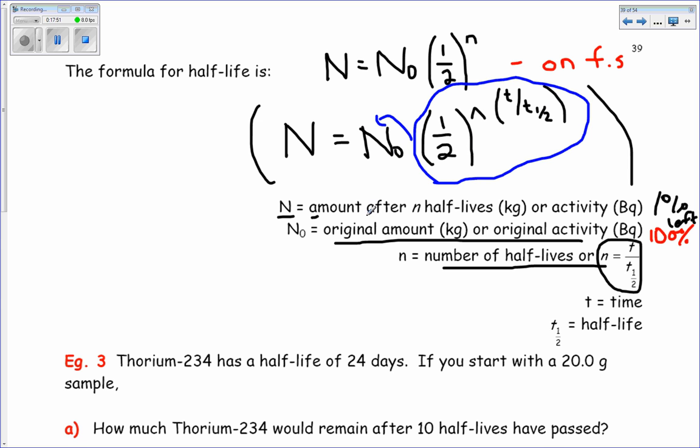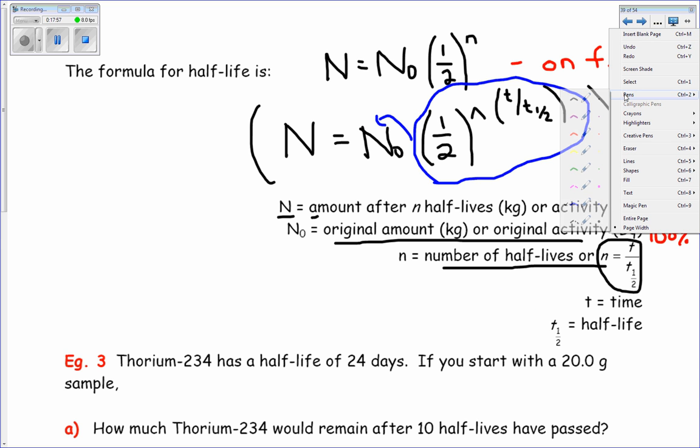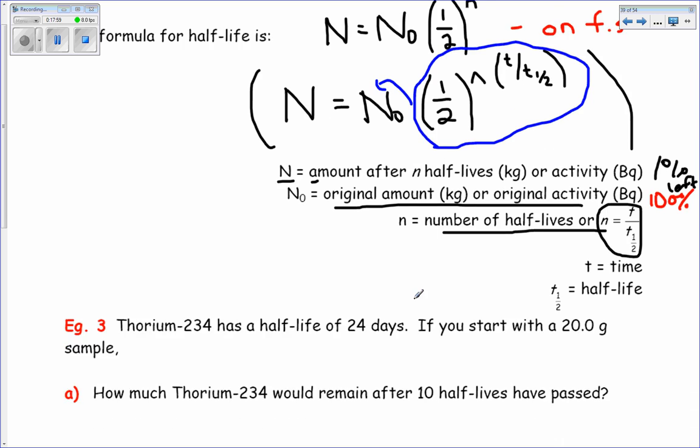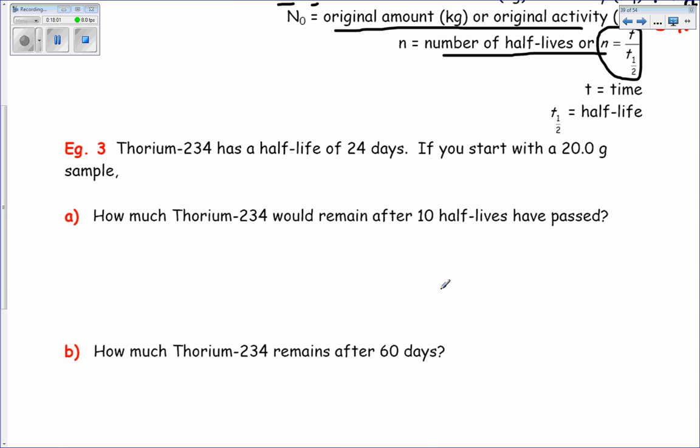BEDMAS says you do brackets first, what's in brackets, then your exponents next. Okay, so let's try a few examples using this formula.